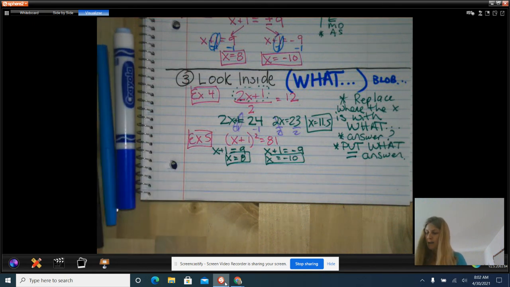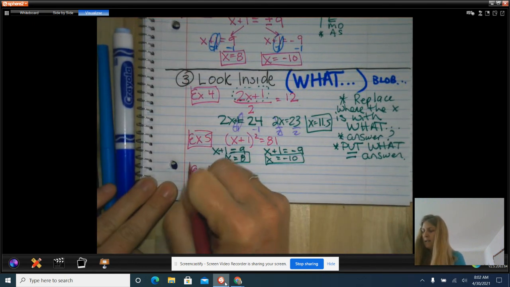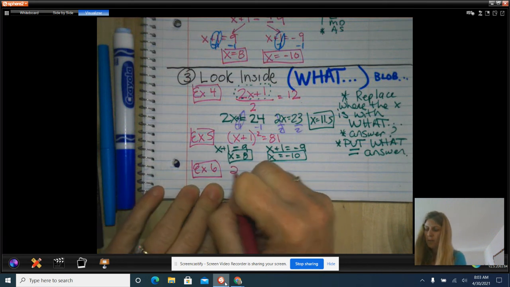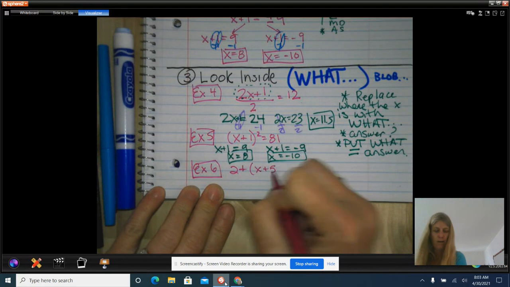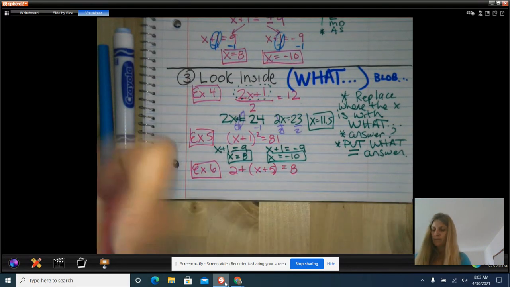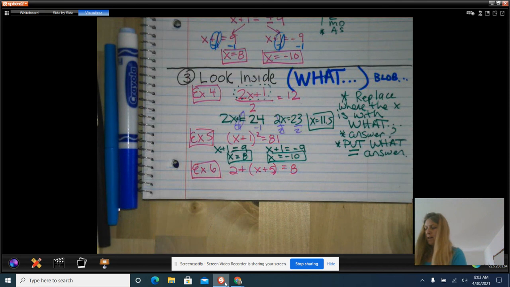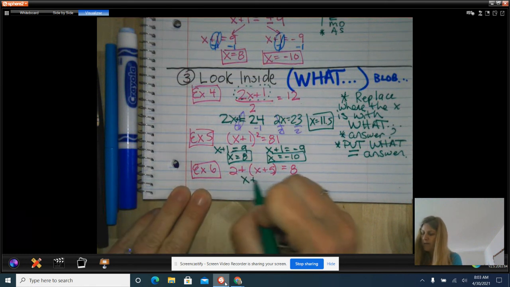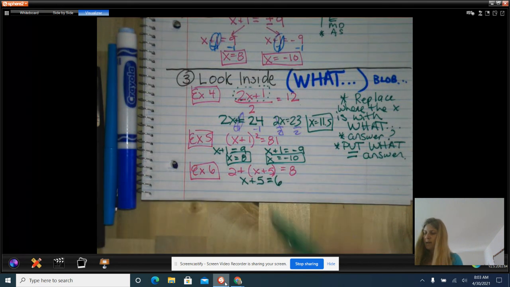Let's look at our very last example for these. In our activity today, I'm going to have you solve a problem using a specific method or one of your choice, and you're going to answer it and then tell me which method you used. So we have 2 plus x plus 5 is equal to 8. As we're looking at this, we kind of cover this up and it becomes our question: 2 plus what is equal to 8? Well, we know 2 plus 6 is equal to 8. So we're going to set our what, x plus 5, equal to 6, because we know that this has to be 6, and 2 plus 6 is 8.